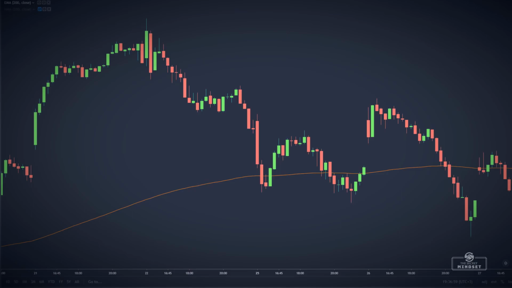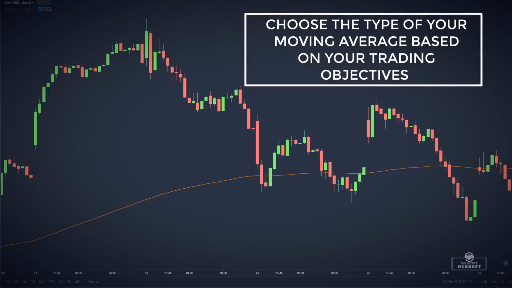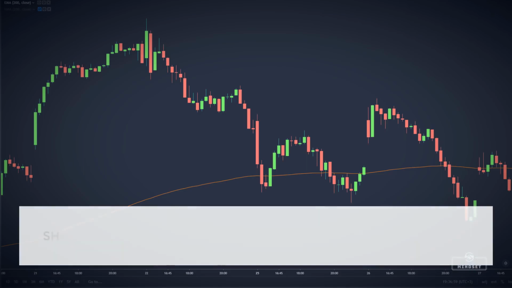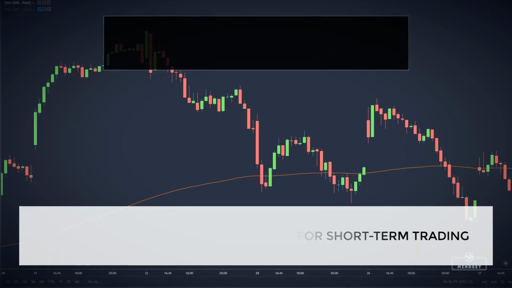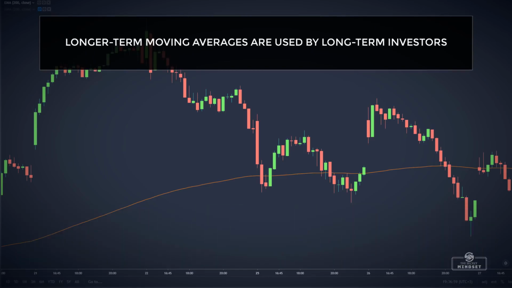Traders use different settings of moving averages for different reasons. Some are interested in the long-term trend, others want to trade based on the short-term trend. The length input of a moving average depends on the objectives of the trader. Short-term moving averages are used for short-term trading, while longer-term moving averages are used by long-term investors.